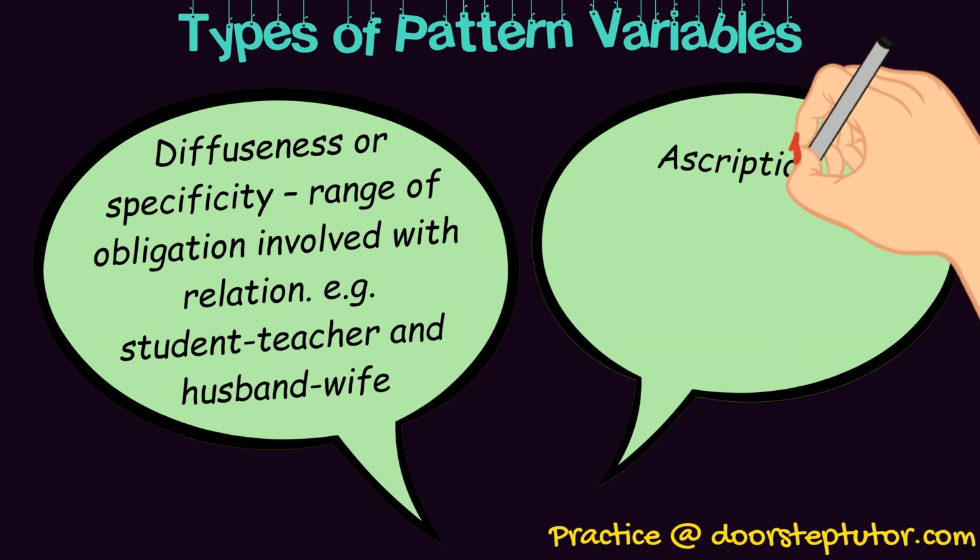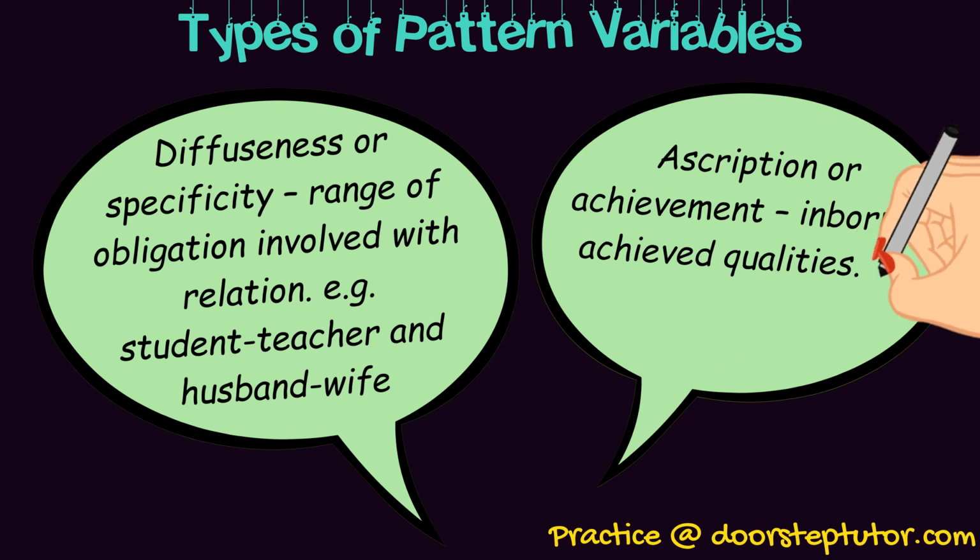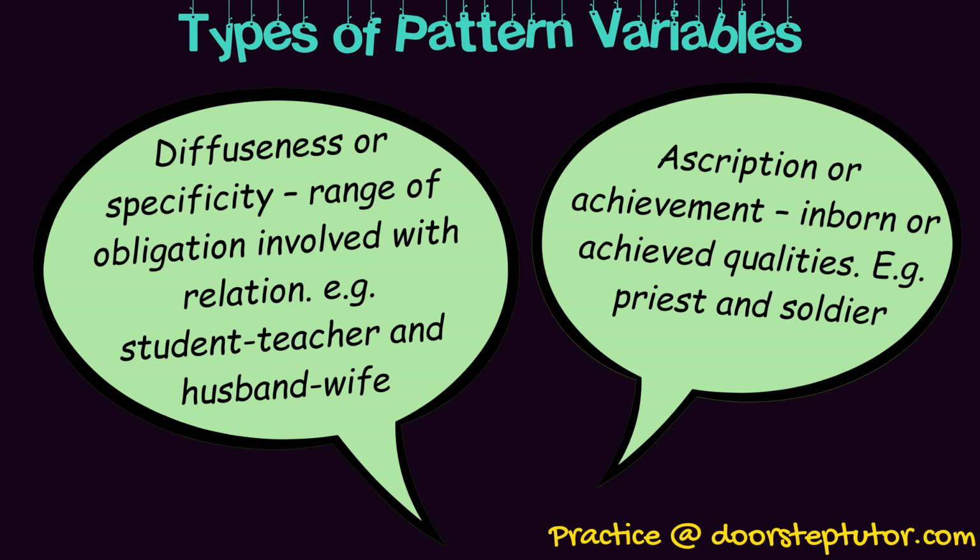Next is ascription or achievement. That means ascribed status is what we get on the basis of the place or the family we are born into. And achieved is what we gain on the basis of our merit. Example, do you pay respect to a priest by virtue of him being a priest or by virtue of him being born in a Brahmin family? Another example, paying respect to a soldier when he is walking by. We pay respect to a soldier because he has achieved something. He deserves that respect. So, there is a differentiation between those two.